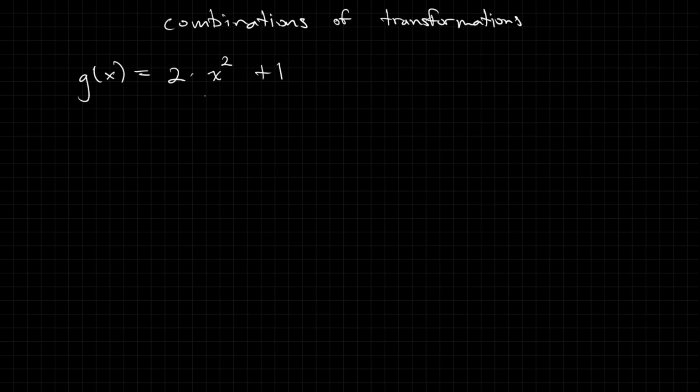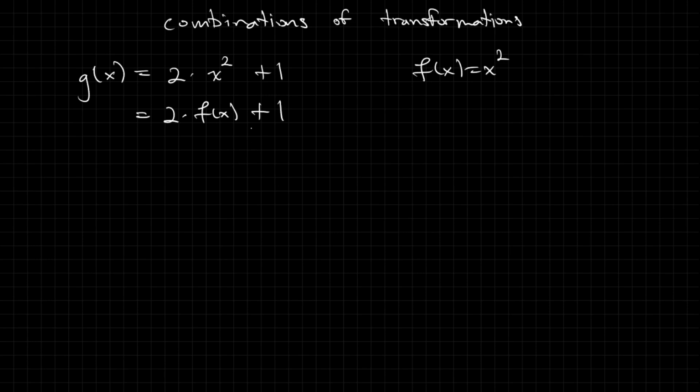So I have this g of x function, which is 2 times x squared plus 1. Now here, we're transforming this toolkit function x squared. So I could rewrite this as 2 times f of x plus 1. And I see that there's a vertical stretch by a factor of 2, and there's a vertical shift by 1 upwards. The challenging thing here is if you mix up these transformations, well, you get two different functions. Let me show you that by an example.